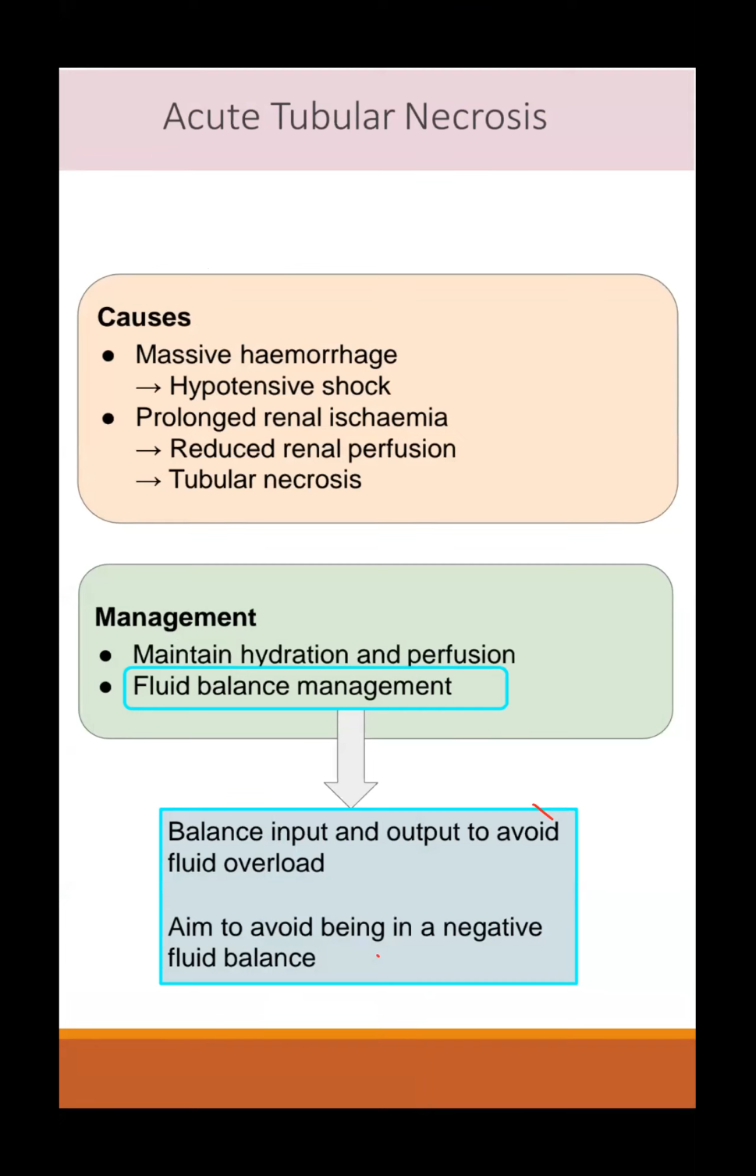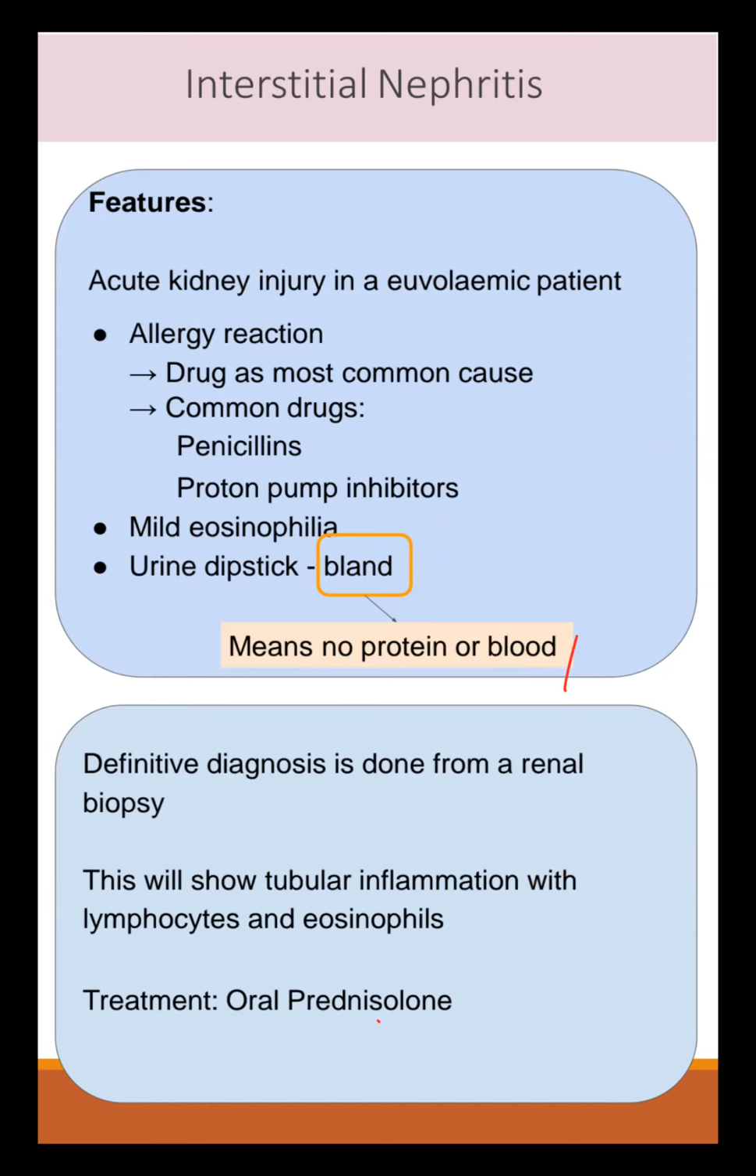Any drug related injury of the kidney, okay, there will be mild eosinophilia, the urine dipstick will be bland, and there's no protein in blood, but there is a nephritis. So we have to do a renal biopsy. There will be tubular inflammation with eosinophils and lymphocytes. So we have to give oral prednisone. So I am giving a case and it will be discussed.